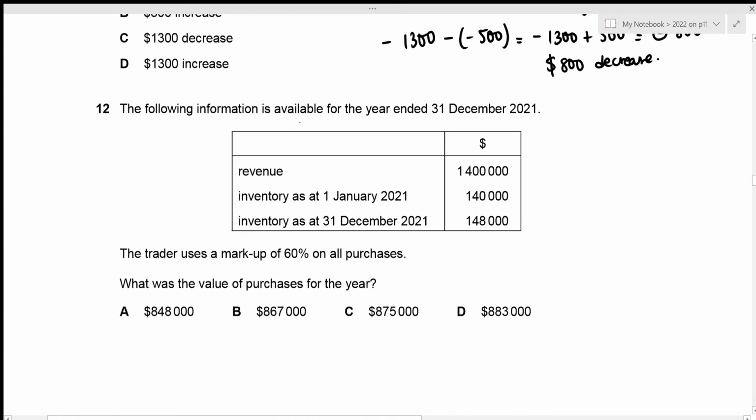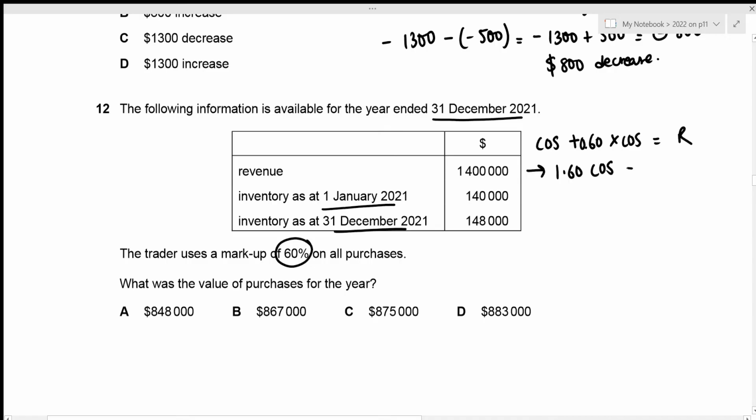The following information is available for the year ended 31st December 2021. We are given the revenue, inventory at 1st January 2021, which is the opening inventory, and inventory at 31st December 2021, which is the closing inventory. We're also told that the trader uses a markup of 60% on all purchases. So a markup of 60% just means that we're adding 60% of cost of sales, so that's 0.60 times cost of sales, in order to figure out the revenue. So this just means that 1 cost of sales plus 0.60 cost of sales, that's 1.60 cost of sales, is equivalent to the total revenue.